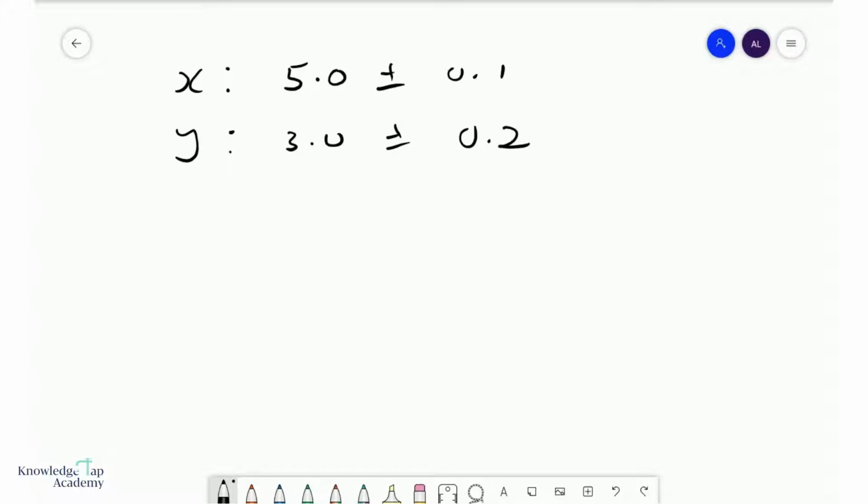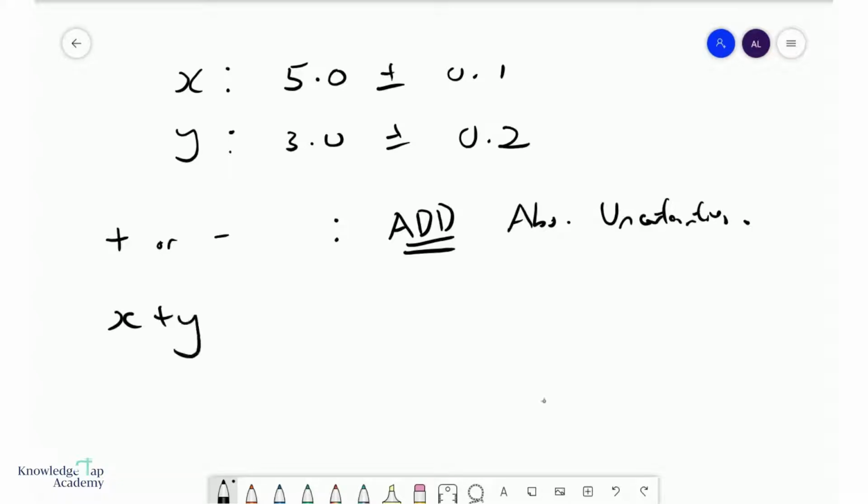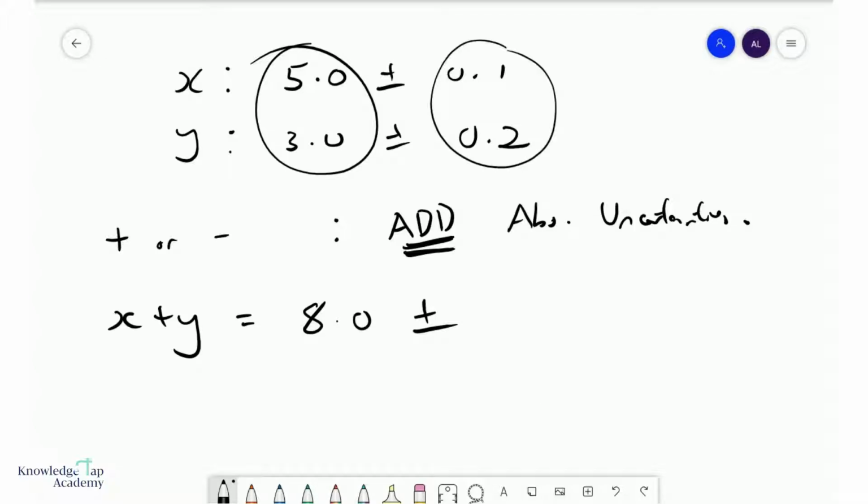Now, when we do any form of addition or subtraction, the general rule is we always just add. It's always add, whether you are adding or subtracting the quantities, the absolute uncertainties. So what do we mean by this? For example, if we perform x plus y, the first thing, of course, is to just add the actual values. So this will be 8. And we also add the absolute uncertainty. So that will be 8 plus minus 0.3.